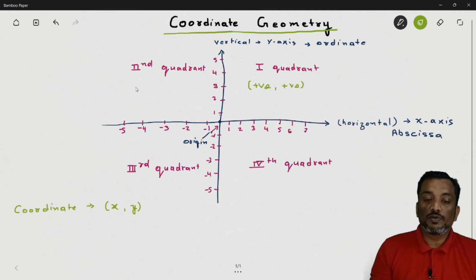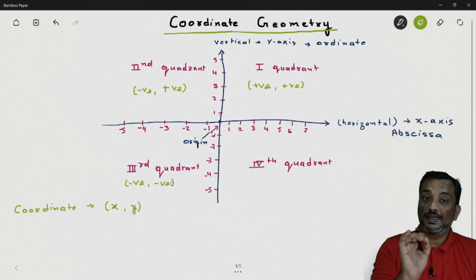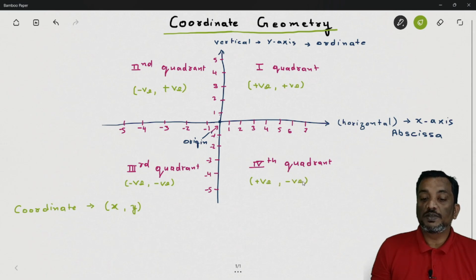If any point has x negative and y positive, it lies in the second quadrant. Similarly, if both x and y are negative, that point lies in the third quadrant. And last, when x is positive and y is negative, that point lies in the fourth quadrant. Hope you have understood this much.